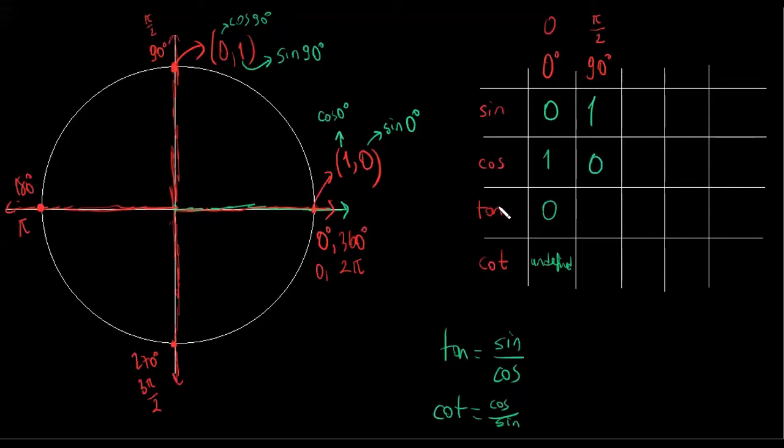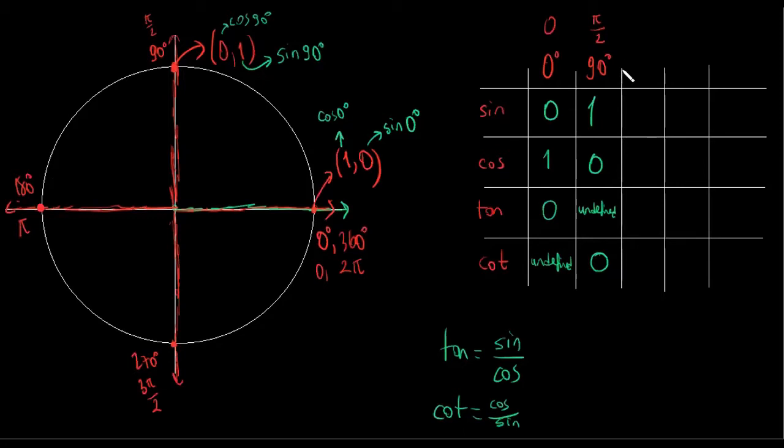The tangent of 90 degrees is equal to sine of 90 degrees over cosine of 90 degrees, which is 1 over 0. What is 1 over 0? It is undefined. And what is cotangent? Cotangent is cosine over sine. What is 0 over 1? 0 over 1 is 0. If you have a question so far, please ask your questions.